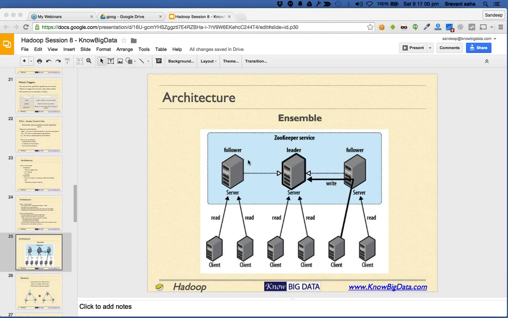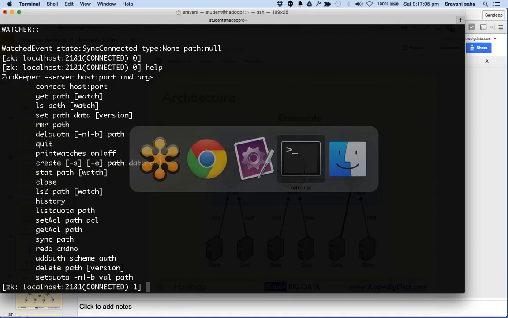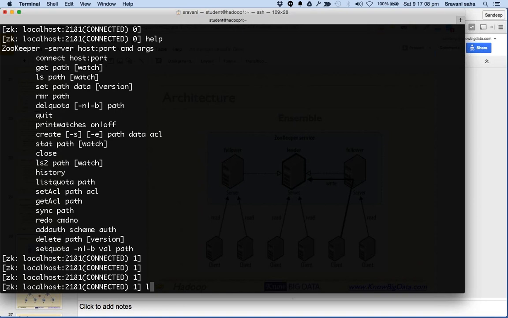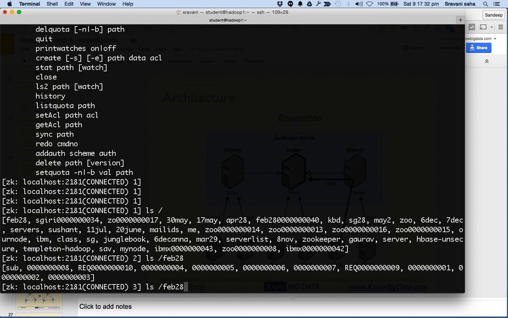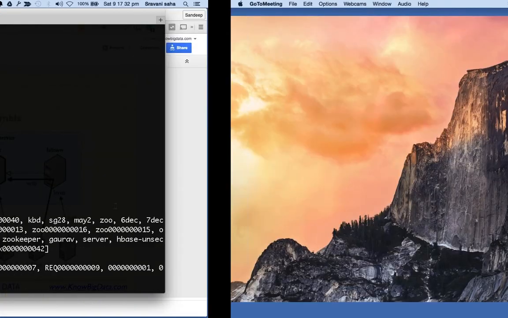Damodaran's question is, what is the difference between follower and client? Clients are the users like me and you, like this command line. This is the client who is interacting with Zookeeper. I'm saying give me all the nodes who are children of slash. Slash is the root node. That's what we have said. ls slash. And if I want to, there is a fab 28 node, and I can say that. I can get the data.